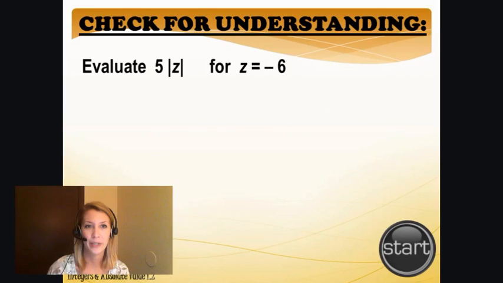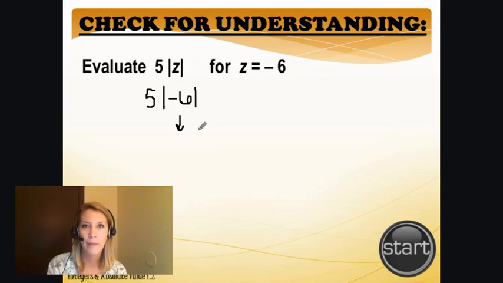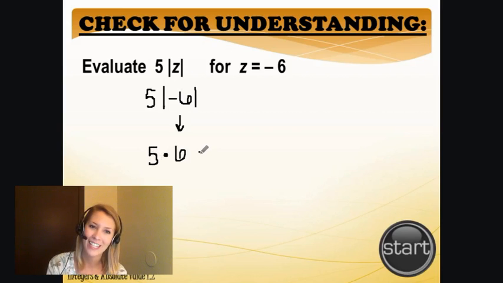Let's take a look at another example. We're asked to evaluate 5 times the absolute value of z, where z is equal to -6. So let's go ahead and plug in -6 for our value of z. And the absolute value of -6. So ask yourself, how many units is -6 away from 0 on the number line? Well, that's 6 units. And 5 is being multiplied by the absolute value of -6, so we're going to drop down that operation. So you're left to multiply 5 times 6, which equals 30.